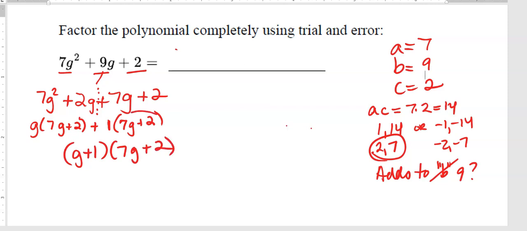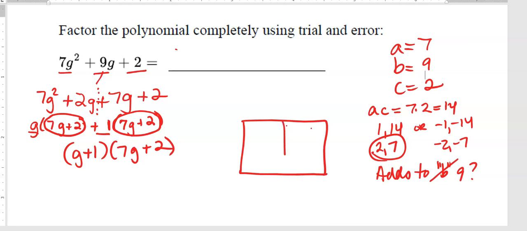And the way I looked at that, I found the greatest common factor was 7G plus 2. I write it, and then I write whatever's left over as my second binomial. Or, like I showed earlier, you can put the 4 terms in a box.